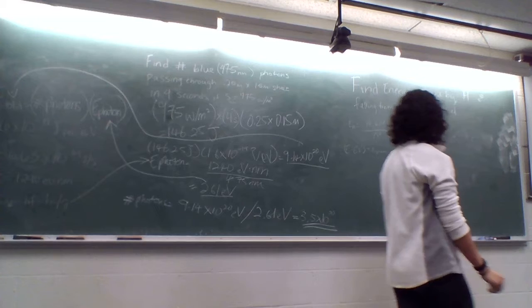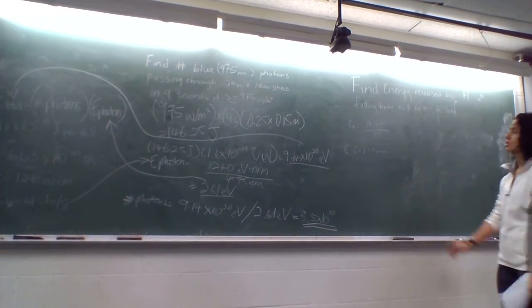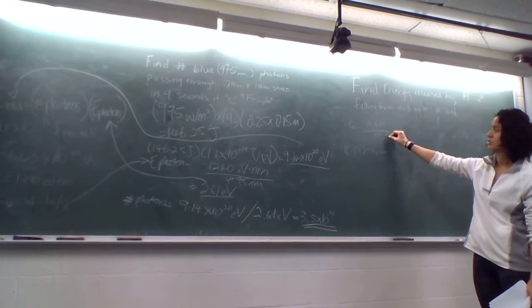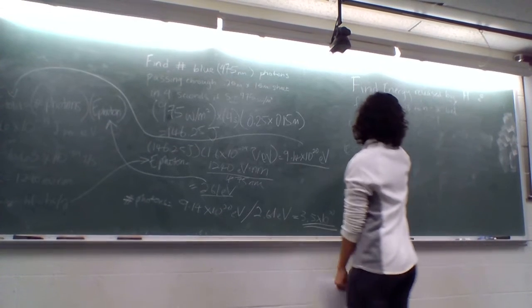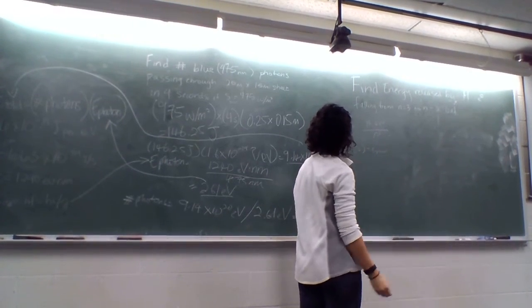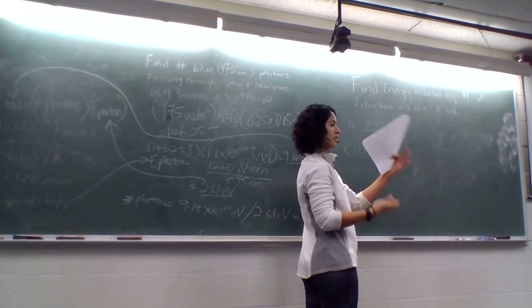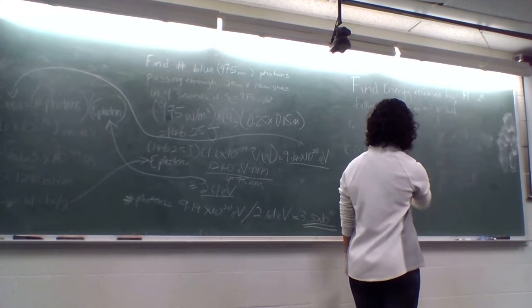Okay. So the second problem is find the energy released by a hydrogen electron falling from the N3 orbital to the N2. So this is the equation to find the energy at each level, and this is the equation to find the difference in energy between the two levels. Pretty straightforward. So you just plug in.